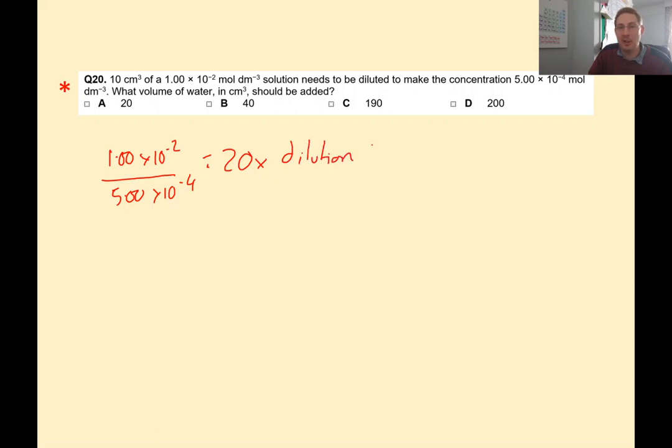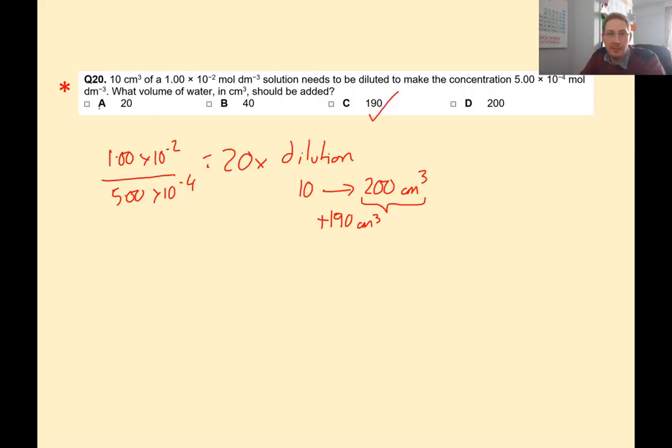And that means that the volume must go up 20 times. So the volume must go up from 10 centimetres cubed up to 200 centimetres cubed. Now, be careful here, that is the final volume, so we need to add 190 centimetres cubed. That's 3 there.